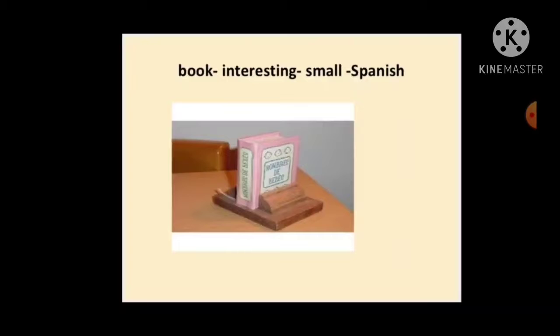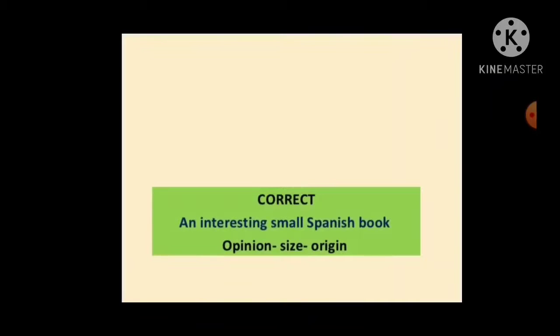Book, interesting, small, Spanish. So, book is noun, and before the noun you have to place these 3 adjectives, interesting, small, Spanish. And what order do you follow here? Guess the order of the adjectives that you use before the noun book here. Hope you have guessed. I will reveal the answer now. An interesting small Spanish book. Interesting opinion, small size, Spanish origin.